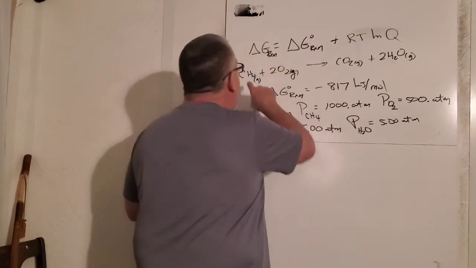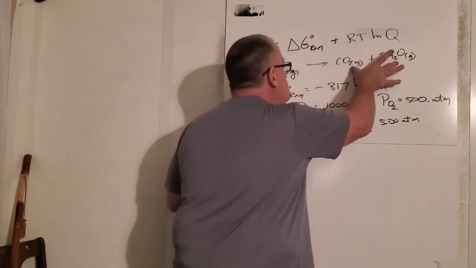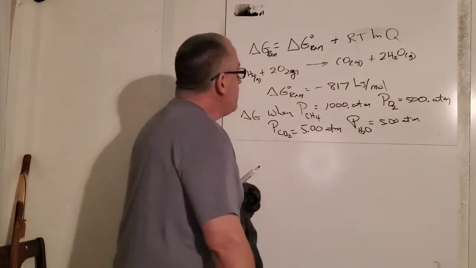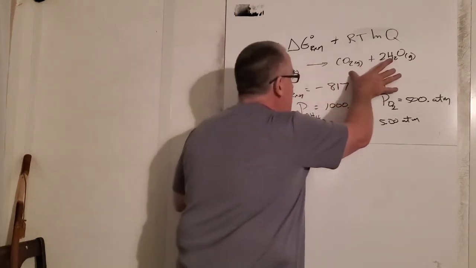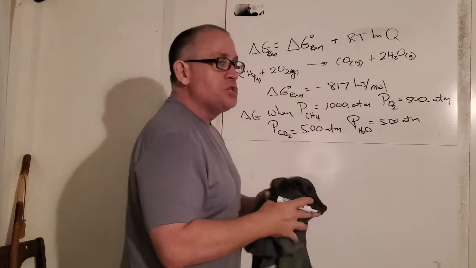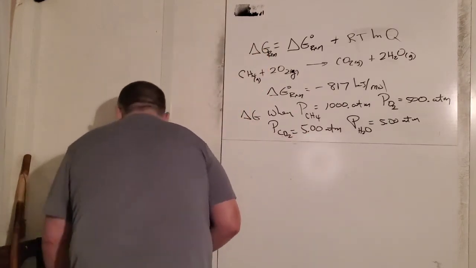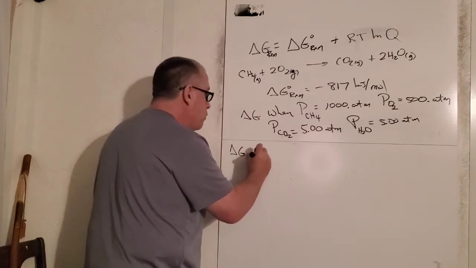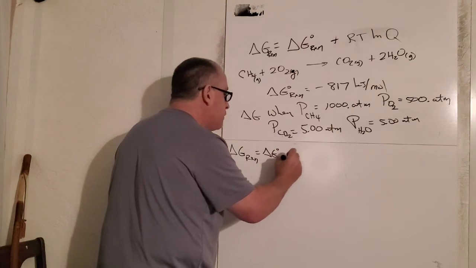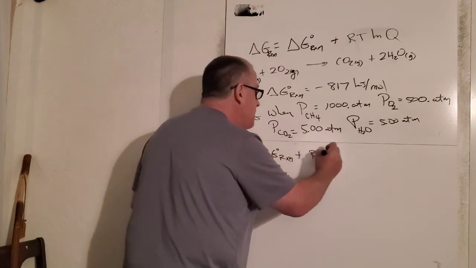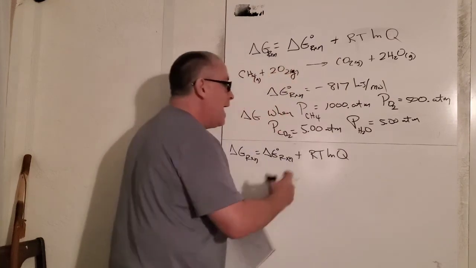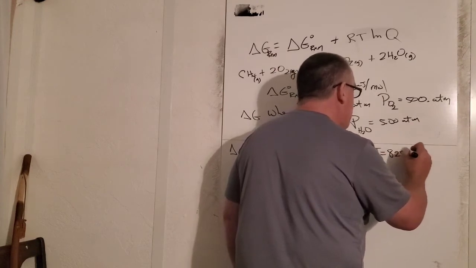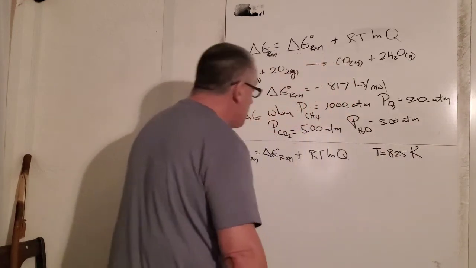That means I have a whole lot of reactant and not much product. My intuition says it's going to want to go this way, right? Because I got a huge amount of this and not much that. That's my intuition, but intuition is not nearly as good as a calculated number. So the Gibbs free energy of this reaction will be equal to the standard Gibbs free energy of the reaction plus RT, natural log of Q. I didn't specify a temperature. Let's say the temperature is 825 Kelvin, just to pick a number.